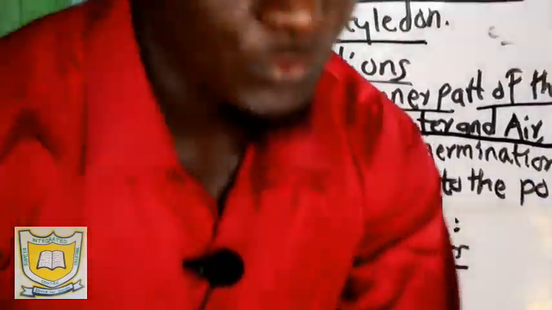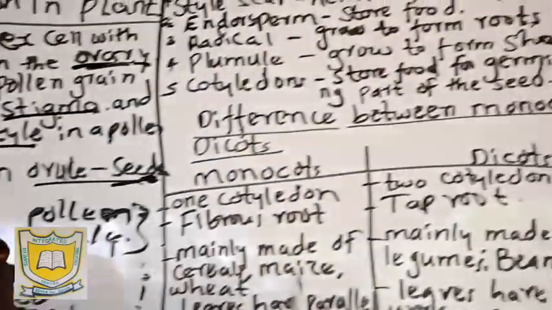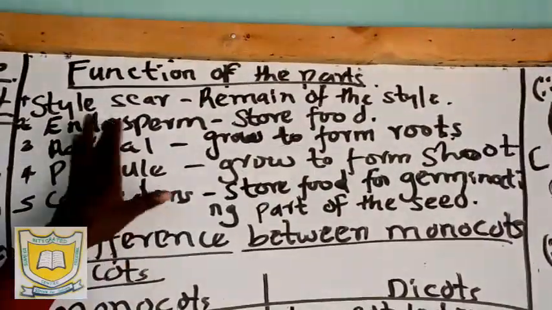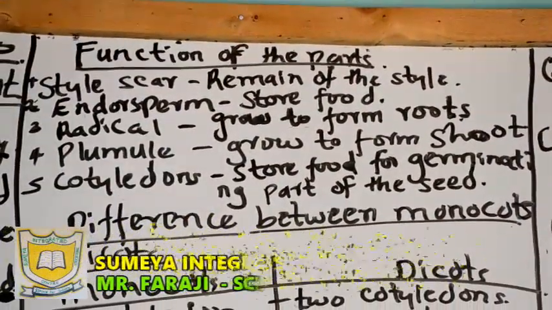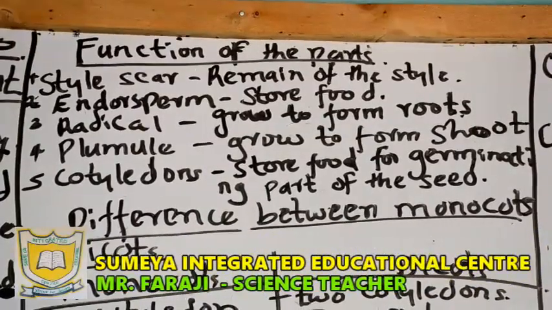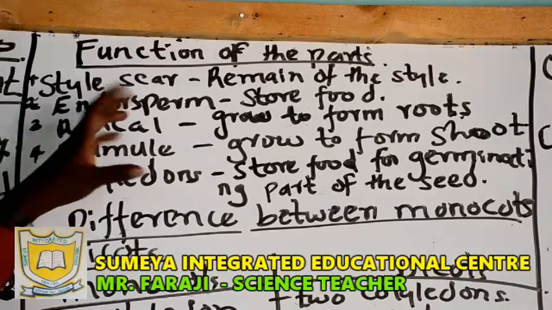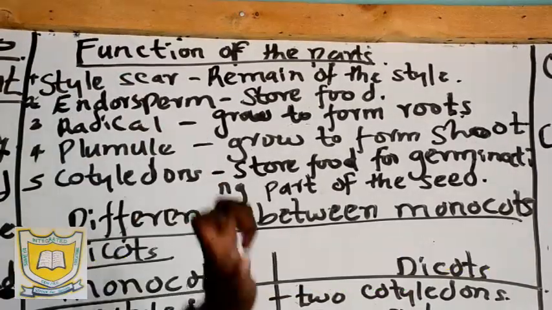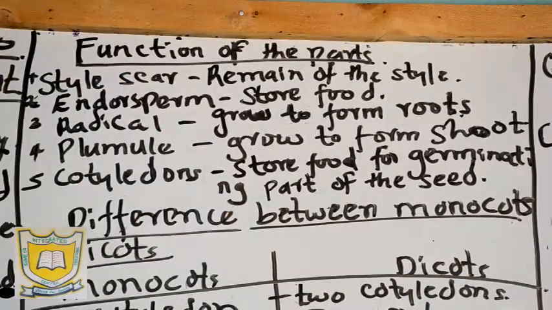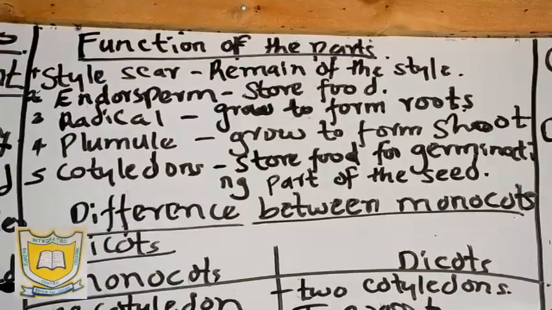What are the functions of those parts? Now the function of these parts, number one, we talk of the style scar. This is just the style remains. We talked about the style during fertilization. Now when fertilization occurs, that part remains on the maize seed, the upper part of it, which forms the style scar.